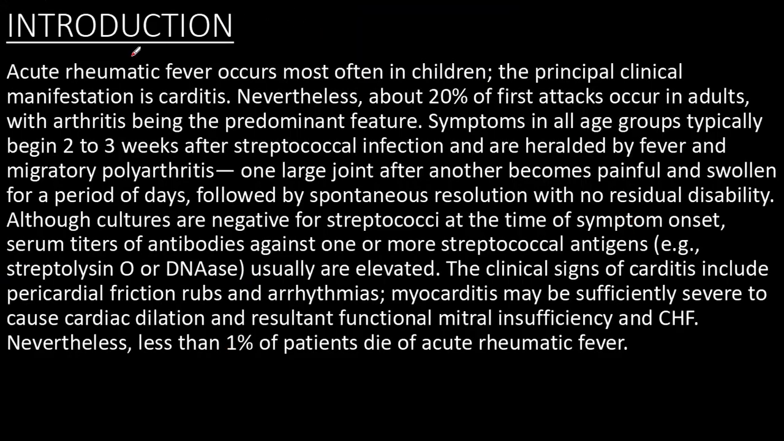Now, acute rheumatic fever, I told you, occurs in children aged between 5 to 15 mainly. And the principal clinical manifestation is carditis, pancarditis, involving all the three layers of the heart. There'll be an endocarditis, a valvular endocarditis, a myocarditis, and a pericarditis.